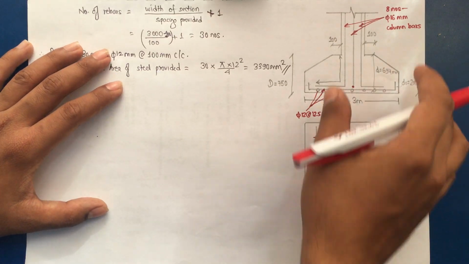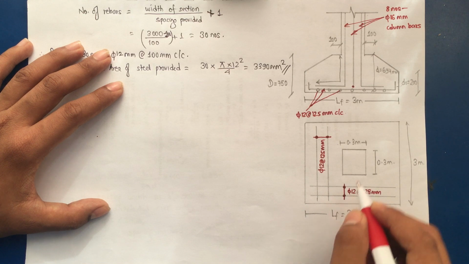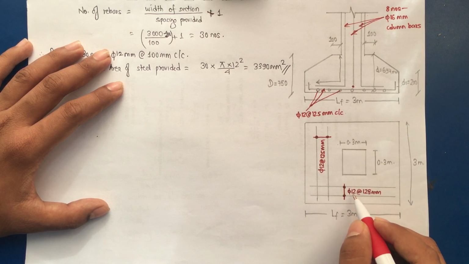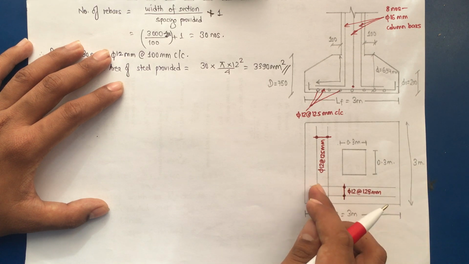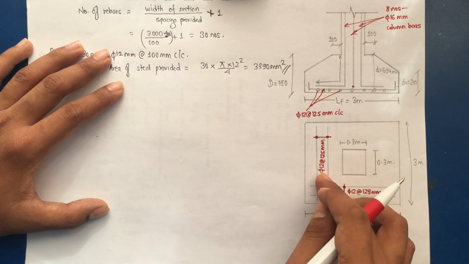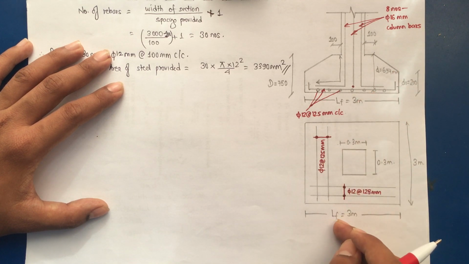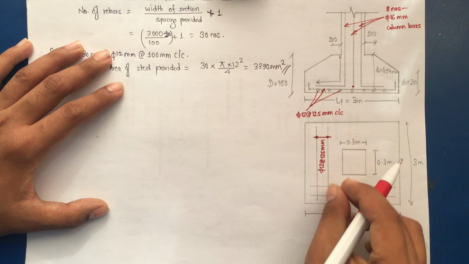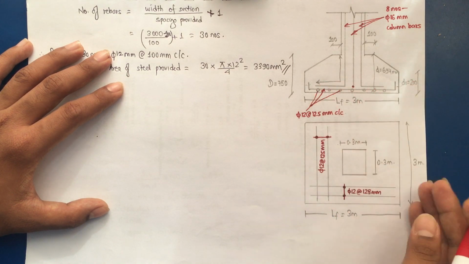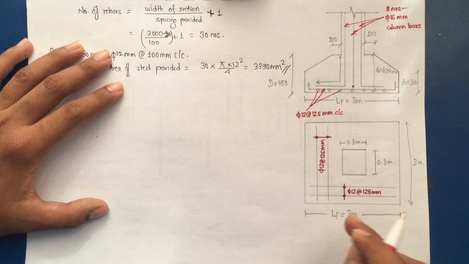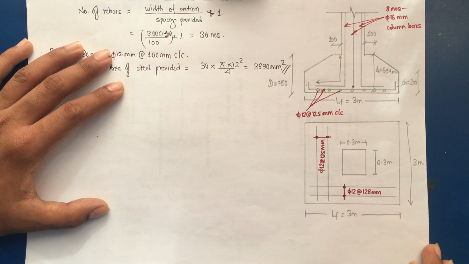Now this is the reinforcement drawing. As you can see on the plan, we are providing 12 mm bar at 125 mm along L. Similarly 12 mm bar at 125 mm in this direction as well. So that means this bar is placed parallel to B, and this is placed parallel to L. So this is how you can understand.